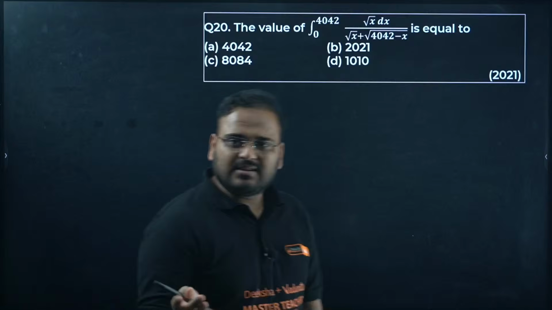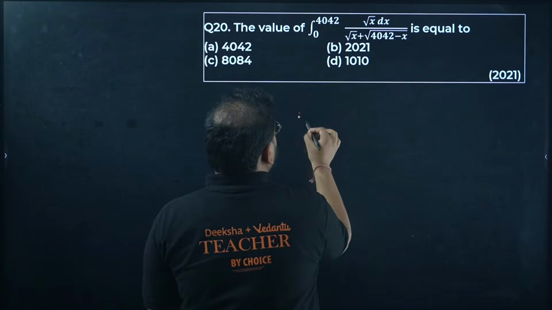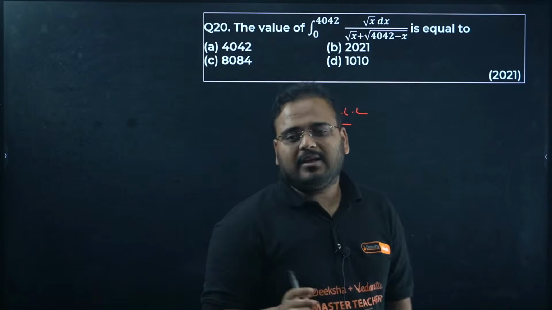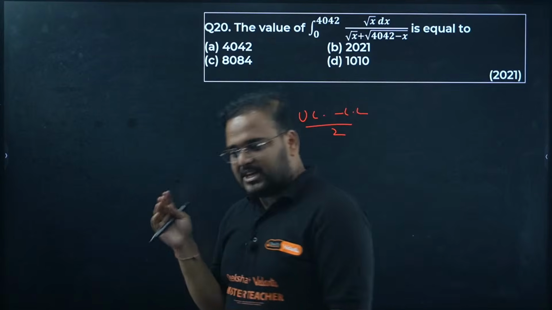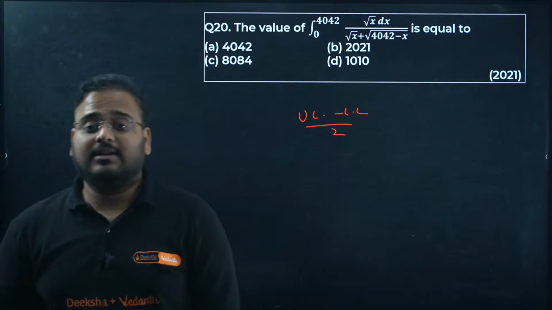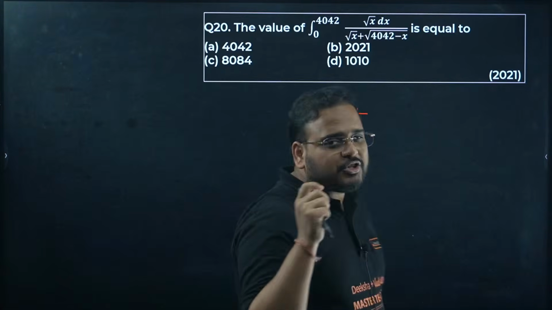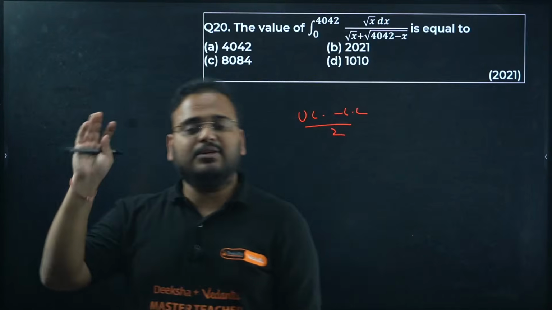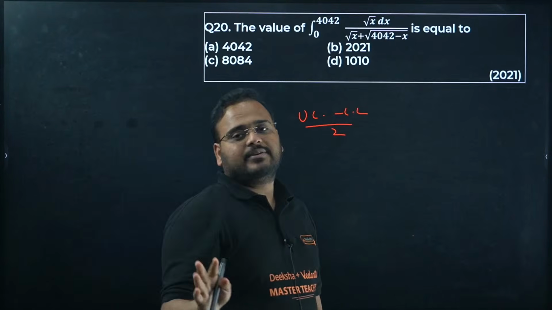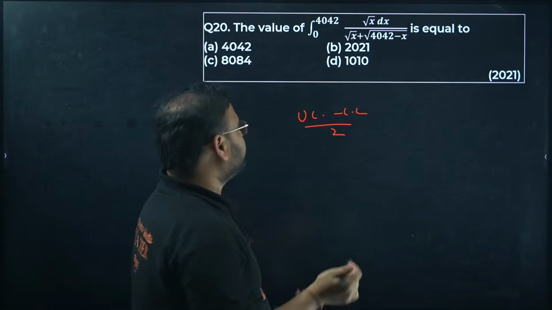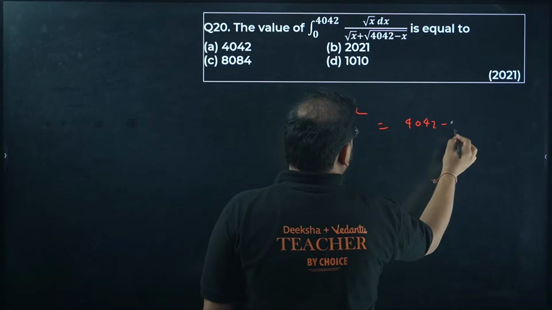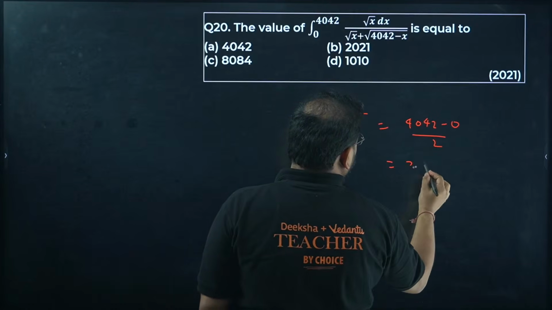Question 20, same result. This is again a King's rule problem. Upper limit minus lower limit by 2. One of the very popular ones, there is a 95% chance that one question will come on this property for sure in the KCET examination. If you see over the years, this property has been used almost every year. So use that: 4042 minus 0 by 2. Answer is 2021.